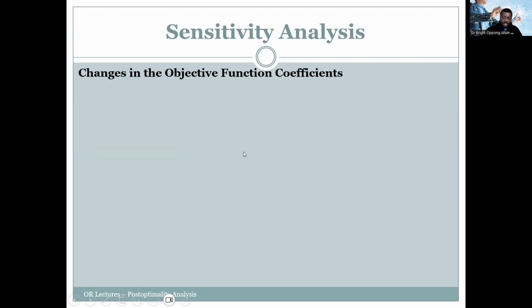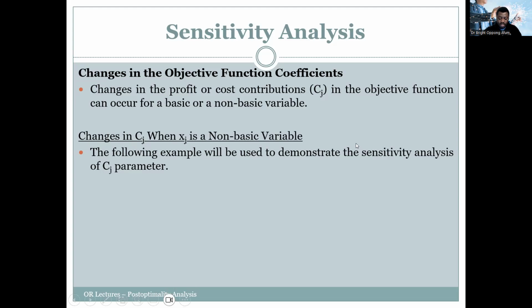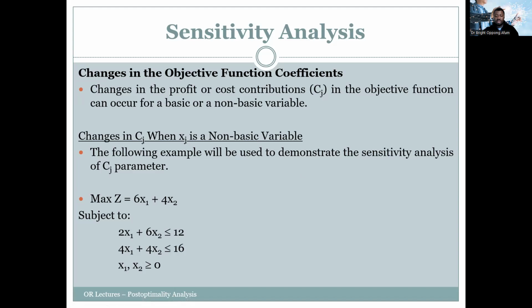So what about if there are changes in the objective function? Changes in the profit or the cost contribution in the objective function can also occur for a basic or non-basic variable, that is, whether the variable is in the solution or not. So the following example will be used to demonstrate sensitivity analysis for the CJ, that is, the CJ when xj is a non-basic variable, when it is not in the basic solution. So this is the example that we'll deal with.